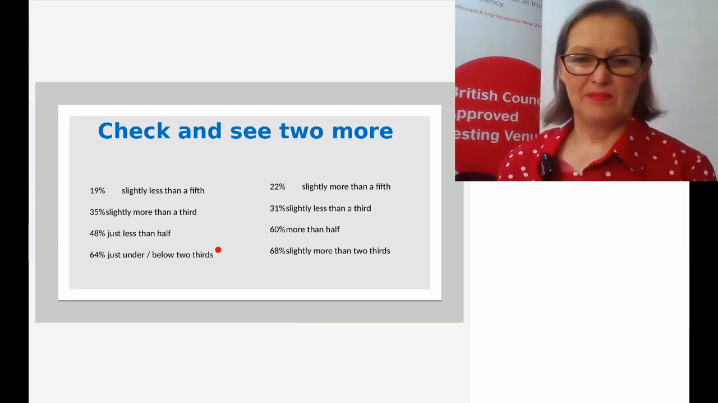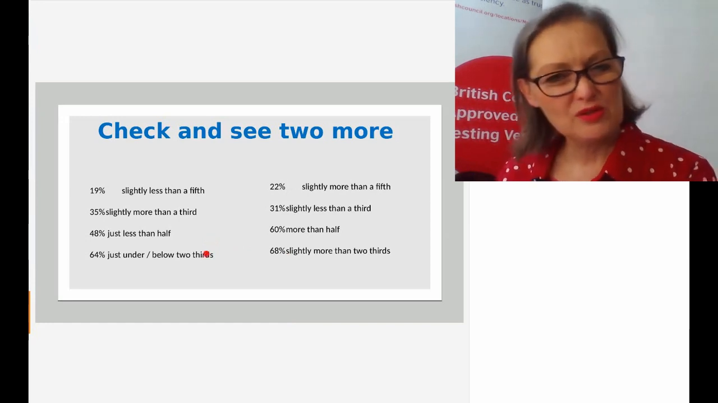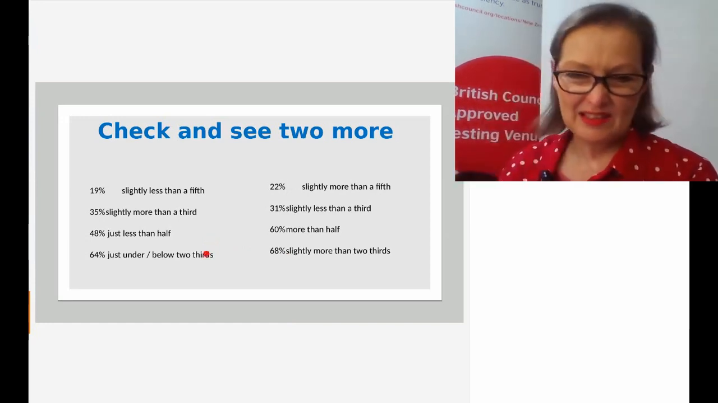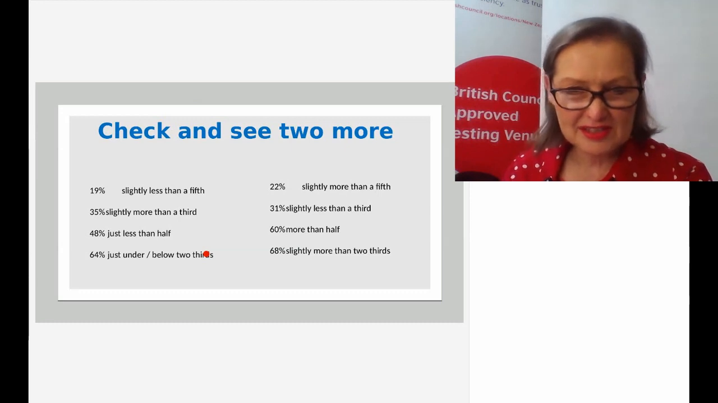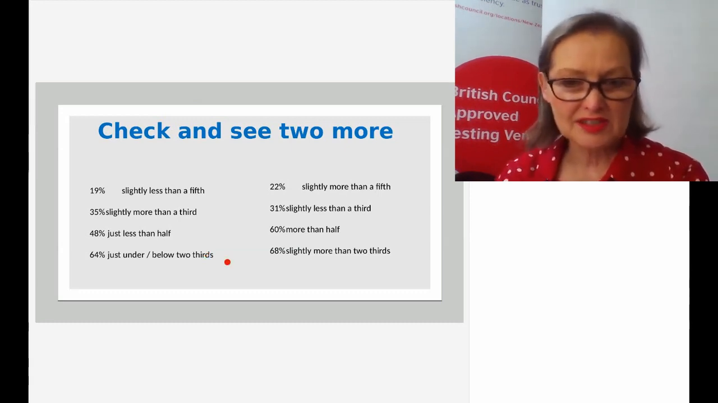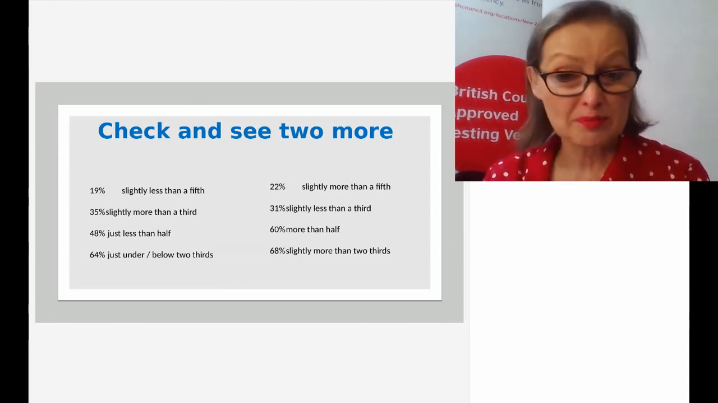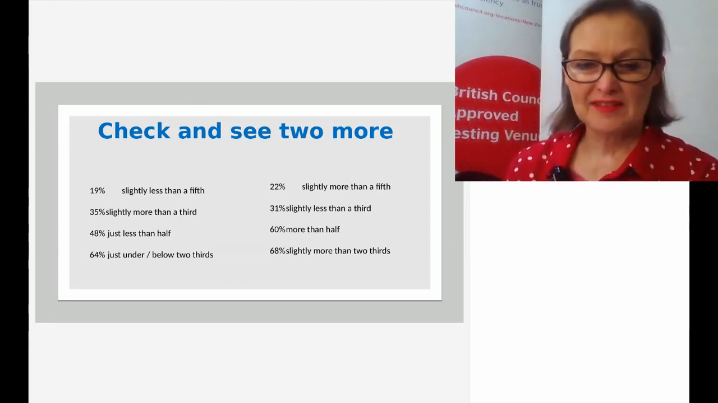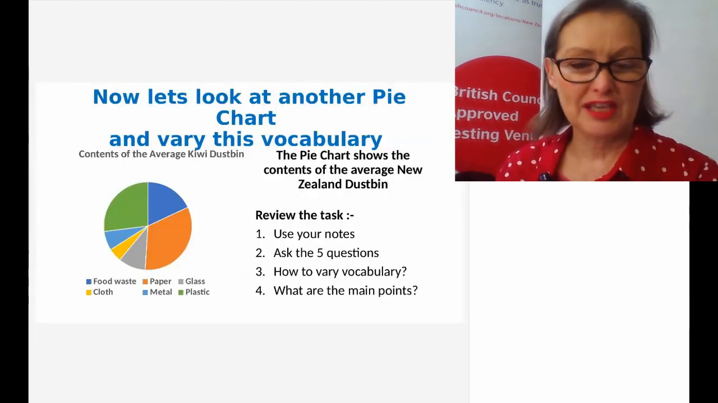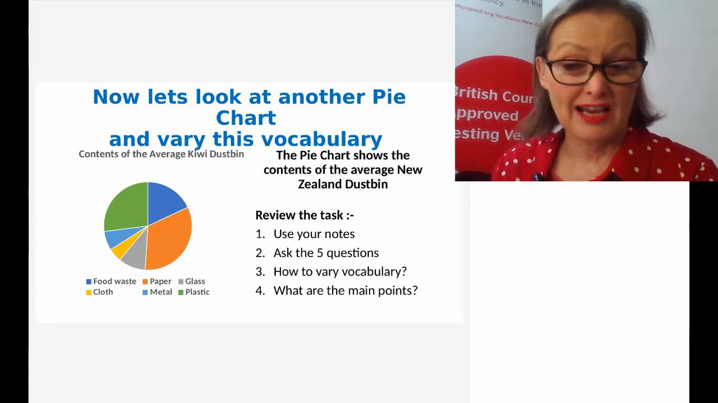So gosh, I'm not quite sure why my slides aren't aligning when we transfer them to different computers. But there we have slightly less than a fifth, slightly more than a third. Have a look at this: just less than, or just under, or I could say just below. So once again, take a screenshot of that. These are all ways I can vary my vocabulary. And as you can see, it also helps me to bump up my word count.